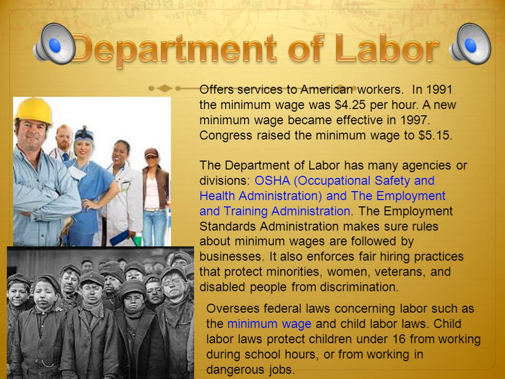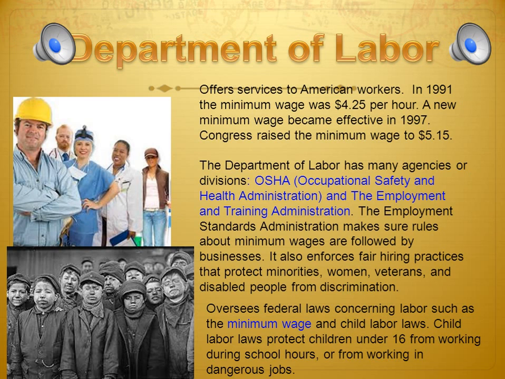And it also makes sure that there are fair hiring practices, because minorities need to be protected. Women, veterans, and disabled people oftentimes confront discrimination. It also oversees that laws concerning labor, such as child labor laws, protect children, because during the Industrial Revolution, 10-year-olds were working in dangerous factories, and we don't want that to happen. So the Department of Labor protects people, workers.